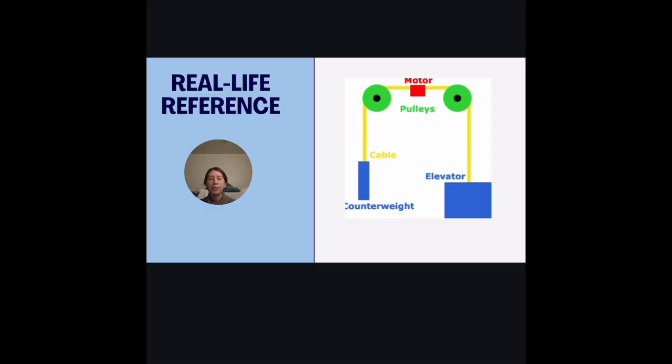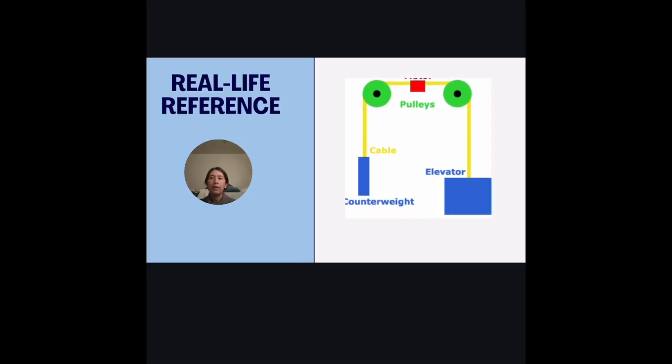An elevator is a good real life reference given that it's a pulley system that lifts and lowers the elevator, also known as the cabin, where the cabin goes up and its counterweight goes down.